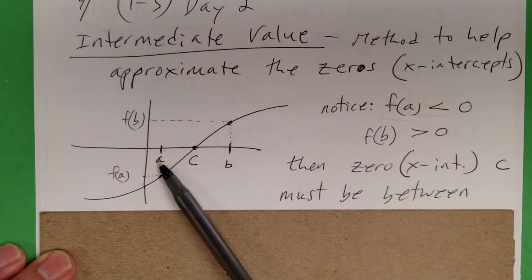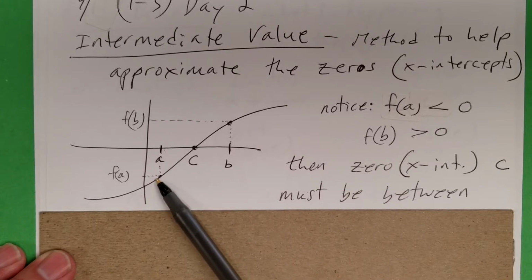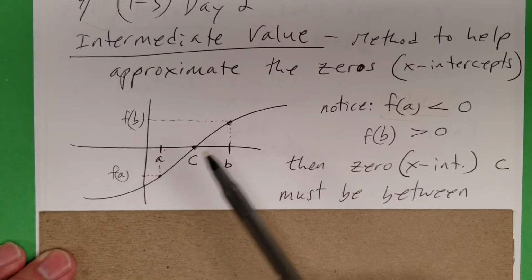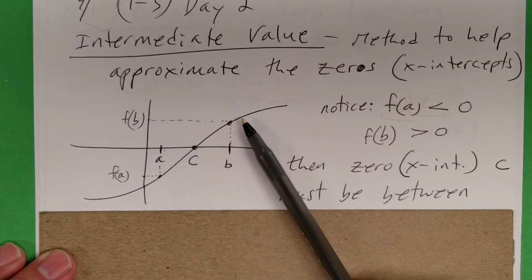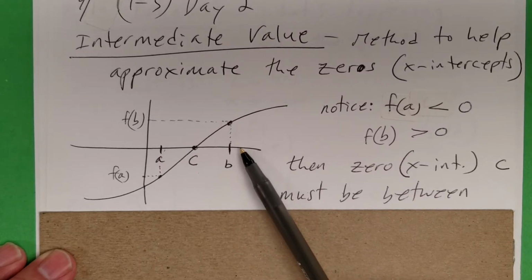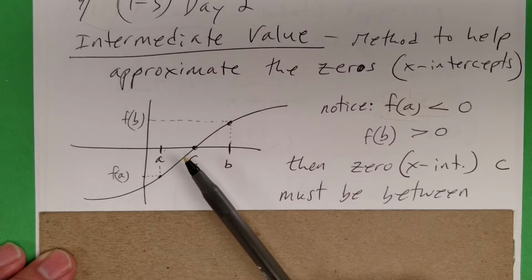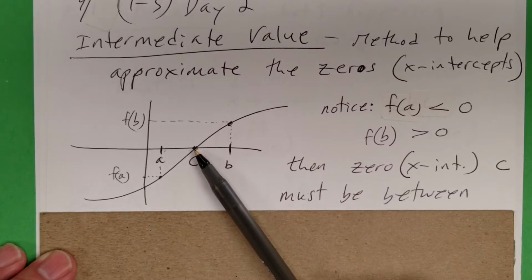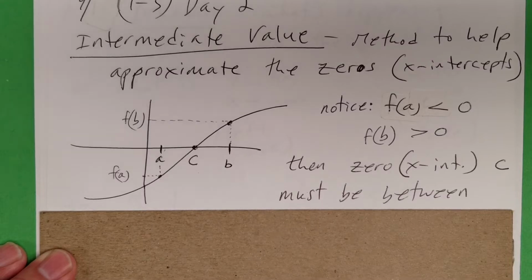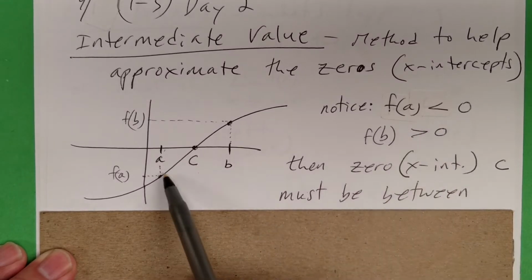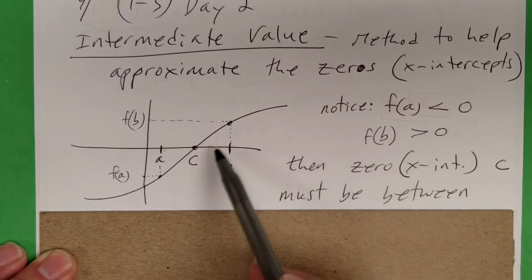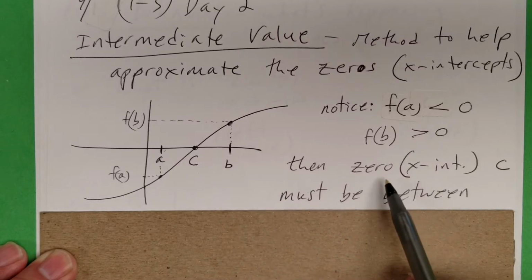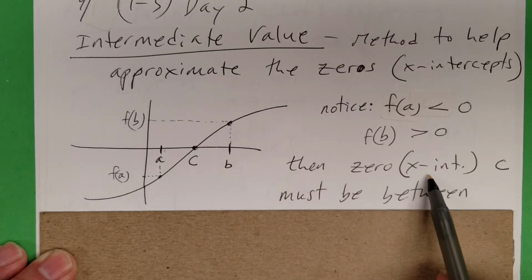So if we plug in a and we get a negative answer, and we plug in b and we get a positive answer, doesn't that mean you're going from negative to positive? So you're crossing the x-axis, so you must have an x-intercept there, right? So that's what I wrote here. Notice that f of a, the function of a, is less than 0. f of b is more than 0. Then 0, the x-intercept, which here we call c.